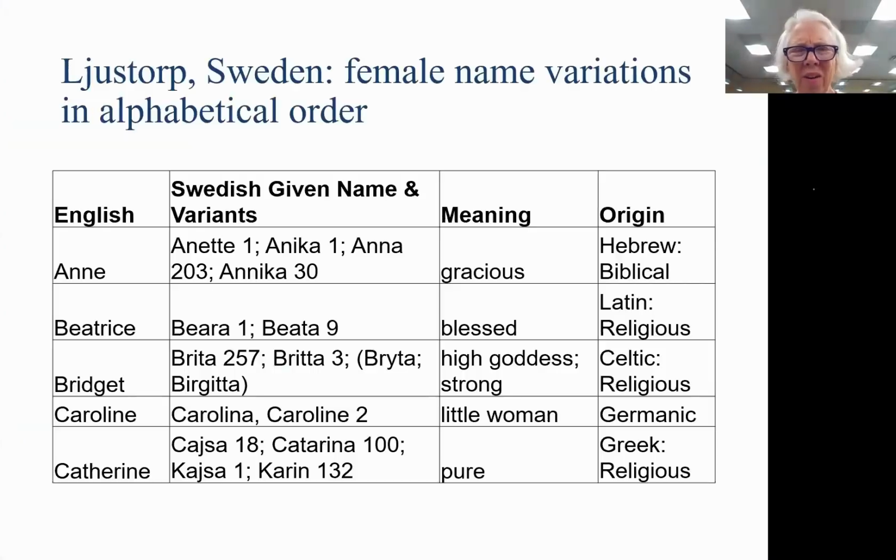So here are some of the variations. I'll try not to be too tiresome for you. I don't want to be tiresome. So if you look at the chart with me, our English name Anne, Annetta, Annika, Anna, Annika with two N's. So there are spelling variations as well as actual name variations.